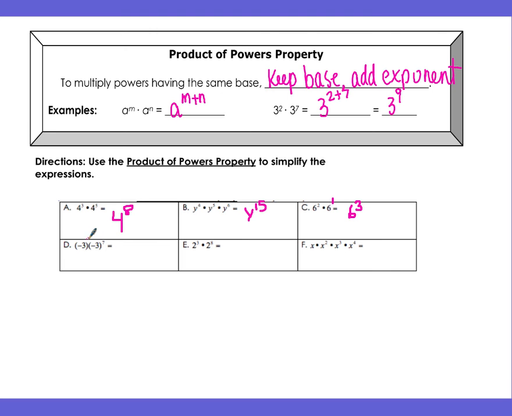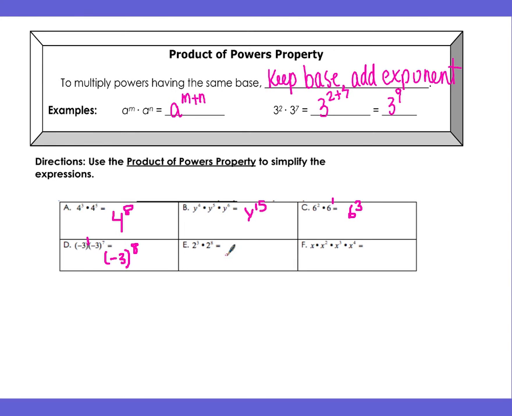Negative 3 to the 1st power times negative 3 to the 7th. Those are in parentheses because the base itself is negative. We are repeating the multiplication of negative 3. So it's negative 3 to the 1 times negative 3 to the 7th. So that's negative 3 to the 8th.